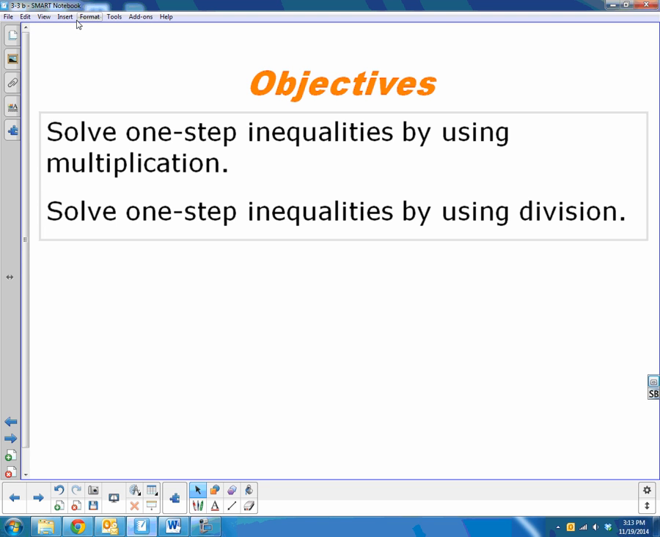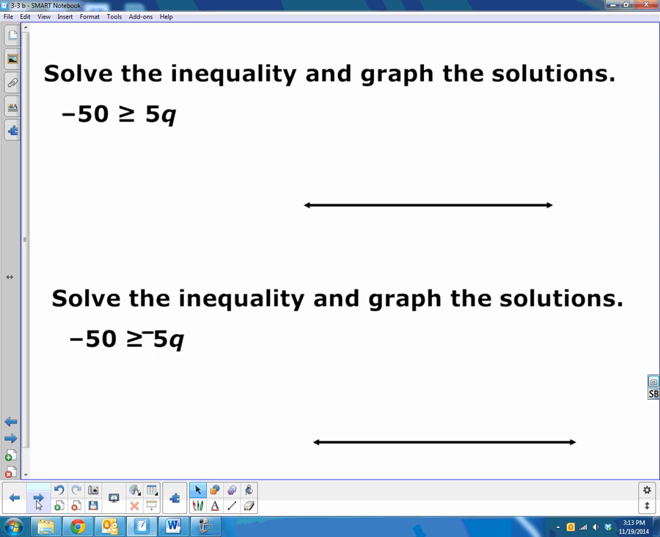I want you to really remember that this doesn't happen all the time, but when it does come up, we need to be able to deal with it. And it's kind of a unique situation. So I have two problems here. They look very similar. We're going to solve the inequality and graph the solutions.